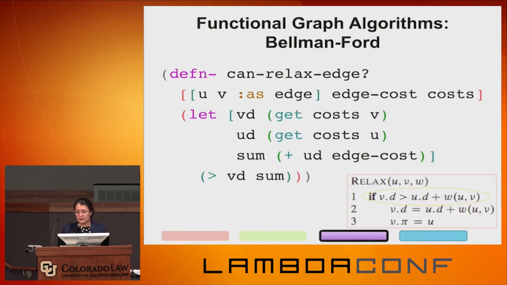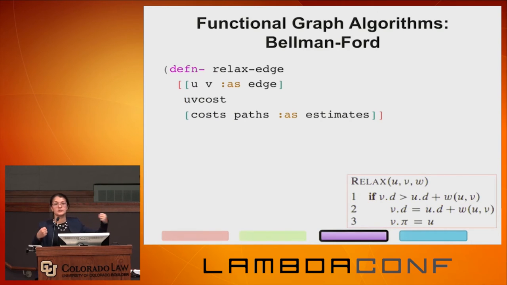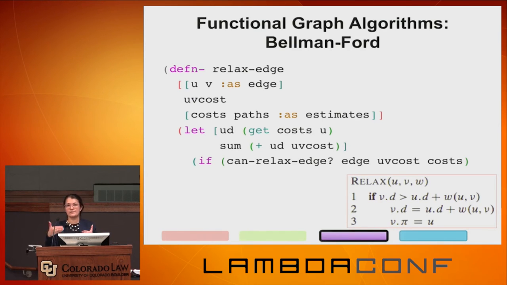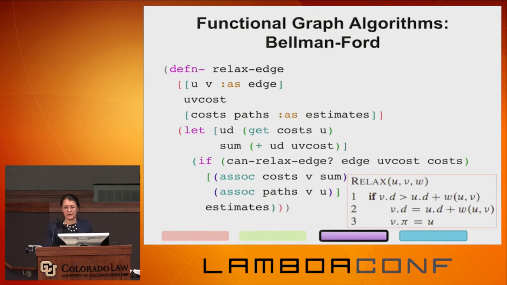Okay? So now to implement the whole thing for the relax function, again, we'll take the edge, which we can also refer to by its vertices as UV. This is called destructuring in Clojure, which is a pretty cool feature of it. And now it will take the UV cost, which is basically our W, and it will take our internal data structure that we've been keeping around, estimates, which encapsulates costs and paths. So now we'll get the cost to U vertex, we'll compute the sum. And then if we can relax the edge, then we would like to update our cost and parent pointers. So we will update the cost map and the paths map. And otherwise, we'll just return the estimates, the helper data structure, as is, without modifying it.